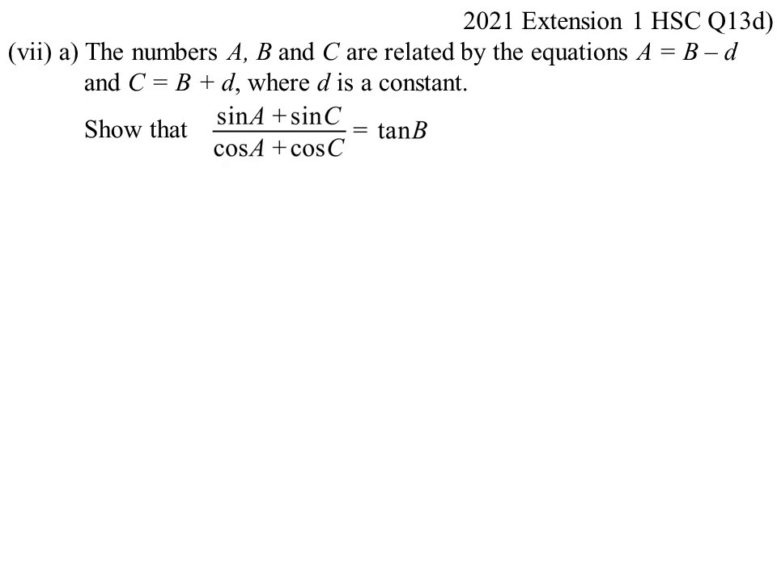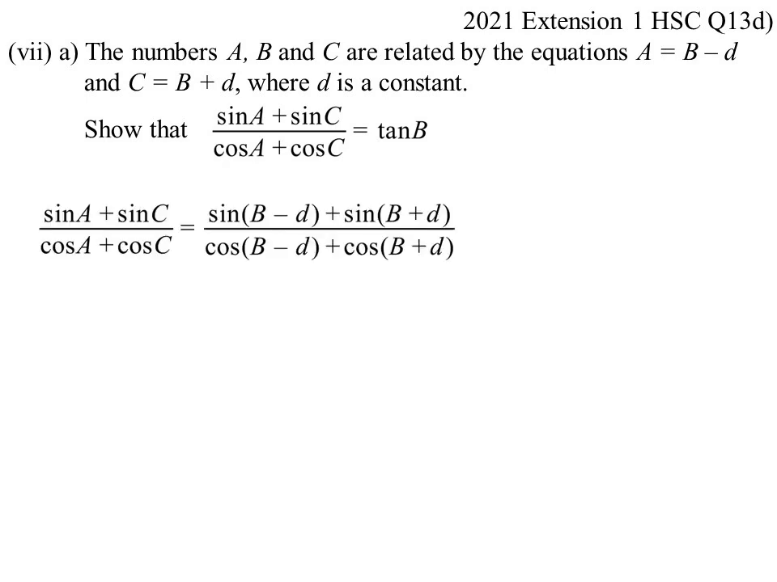We have to show that the sine of A plus the sine of C on the cos of A plus the cos of C is the tan of B. Show that. Well, to show that question I can do simply by substitution. So I'll look at the left-hand side and I'll substitute in what they gave me. Sum to product. We've got sum to product. Right? So that's what I've used here, sum to product.